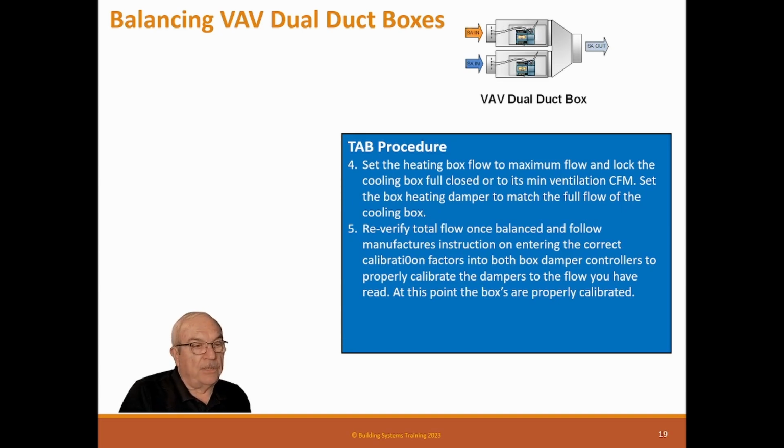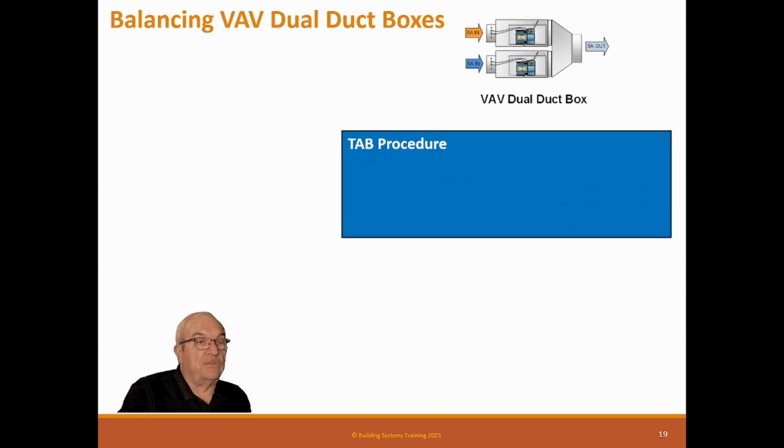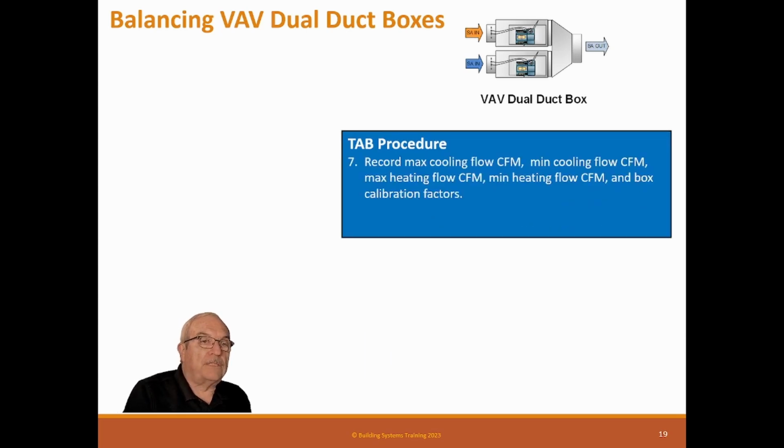So now you've calibrated the cooling box all on the cooling side. Now you're going to do the heating side on the heating side. Set the cooling box to minimum cooling flow position and verify flow. Set the heating box to minimum flow position and verify flow. So we're going to verify those minimum positions actually work. Record maximum cooling flow CFM, minimum cooling flow CFM, maximum heating flow CFM, minimum heating flow CFM, and box calibration factors.